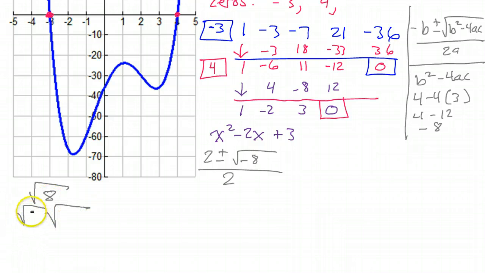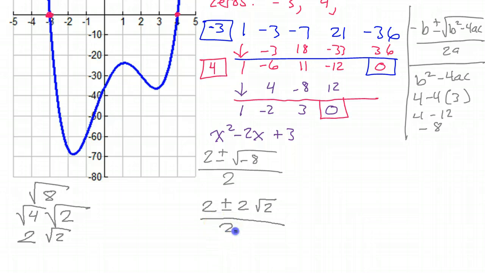8 is 4 times 2. So the square root of 8 is the square root of 4 times the square root of 2. But the square root of 4 is 2, and this radical 2 comes down. So that gives me 2 radical 2. Okay, so this becomes 2 plus or minus 2 radical 2 over 2.